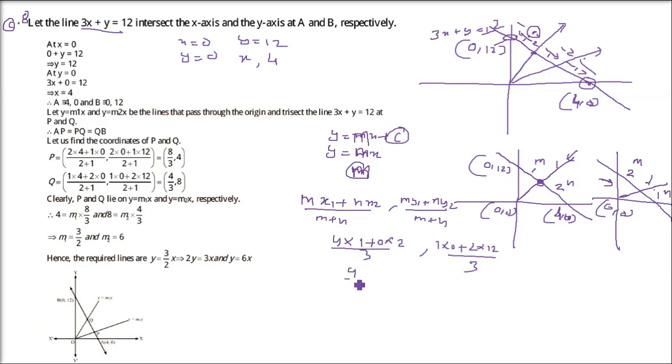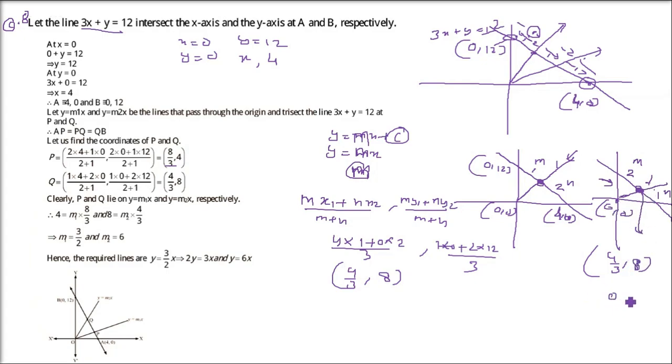So this is 4 plus 0 by 3, 4 by 3. This is 0 plus 24 by 3, which is 8. Now here, this is the point, this is the line which I am talking about, the second one. So the coordinates are 4 by 3 and 8. And this point, which is the first one, is going to come as 8 by 3 and 4. Now this is the point. And this point also, 0, 0 we know.